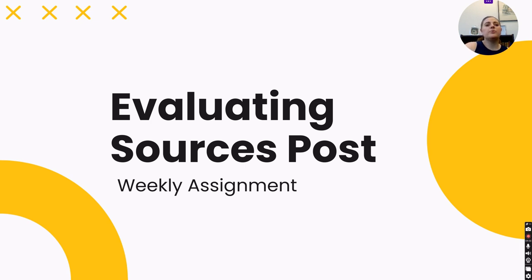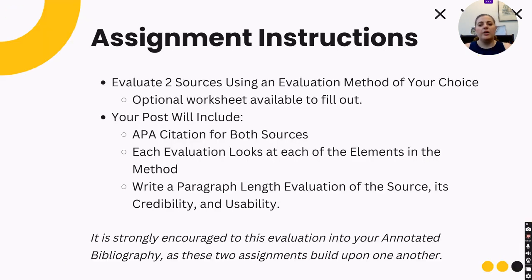So for our evaluating sources post, I want you guys to evaluate 2 sources using an evaluation method of your choice. You can use any of the methods I mentioned, or you can use a different one that you find. I do have optional worksheets available to fill out to help guide you through that process. Now your post will include an APA citation for both of your sources. Each evaluation will look at each of the elements within the method you chose. And then you're going to write a paragraph length evaluation of the source, its credibility, and its usability.